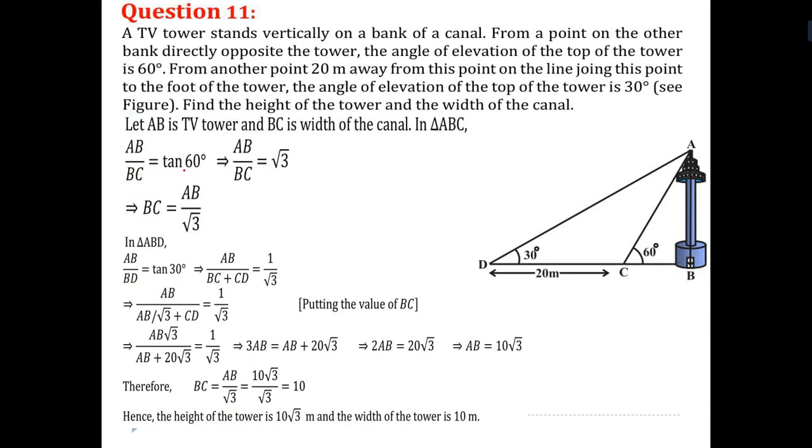So AB upon BC is equal to tan 60. So BC is equal to AB upon root 3. Now tan 30 means AB upon BC plus CD is equal to 1 upon root 3. If I will put value of CD, that is AB upon root 3, if we simplify it, we can get AB is equal to 10 root 3. And we put value in BC, we can get value 10. Another again, another method.